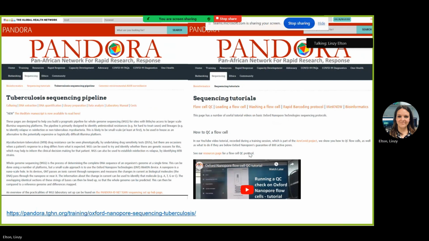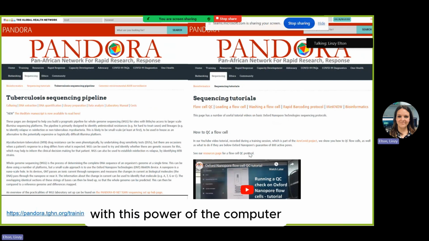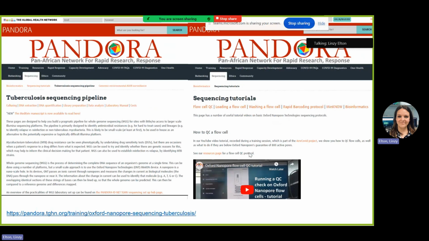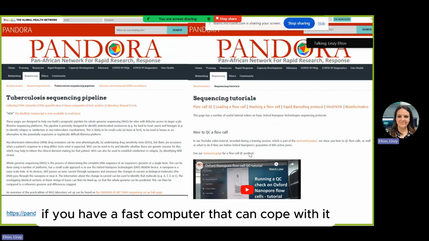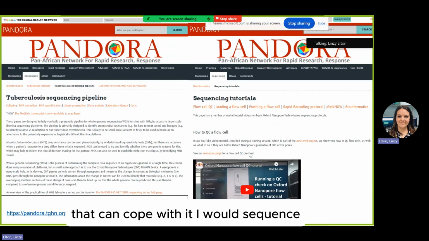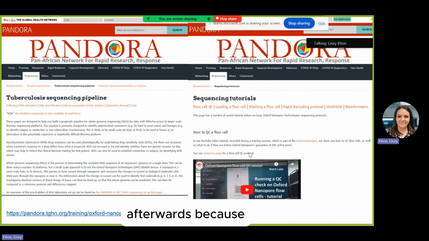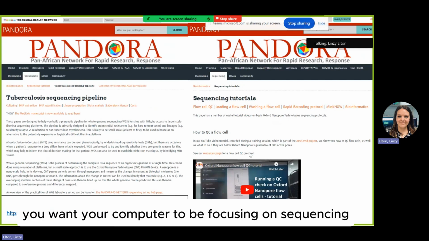The issue is obviously the power of the computer. You can base call at the same time as you sequence if you have a fast computer that can cope with it. If you do not have a fast computer that can cope with it, I would sequence and then base call separately afterwards, because you want your computer to be focusing on sequencing.